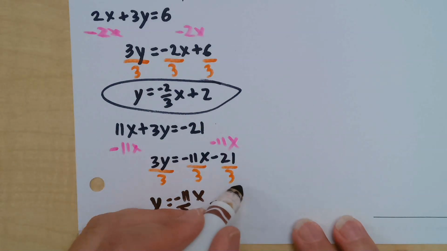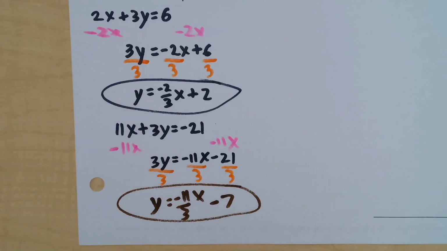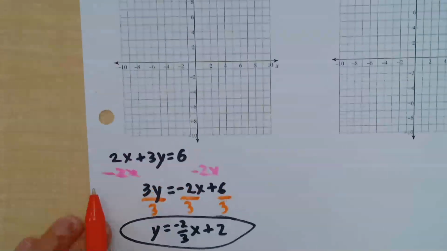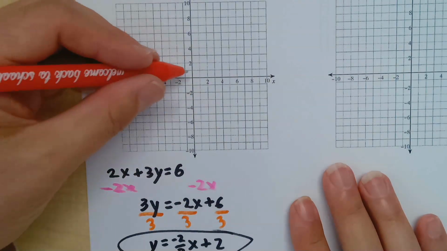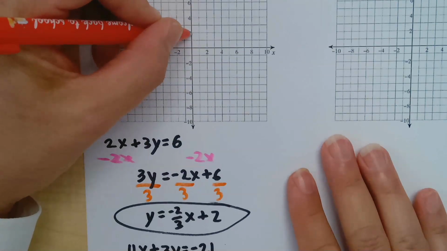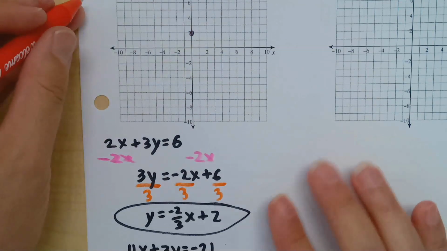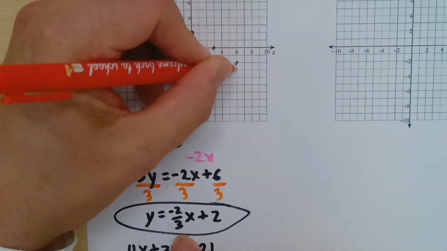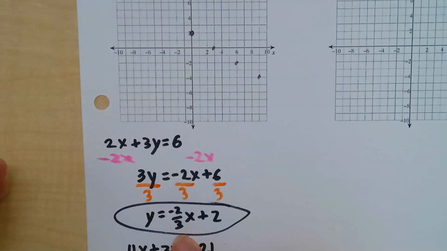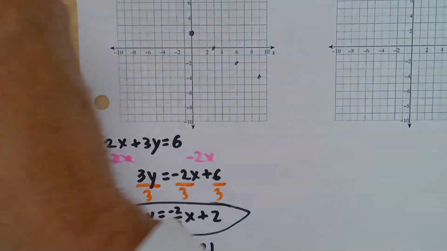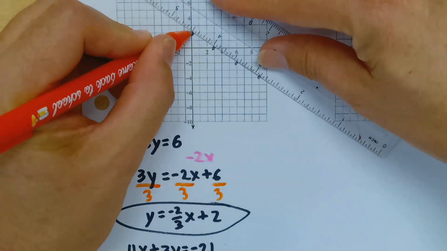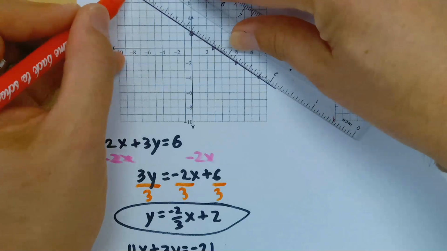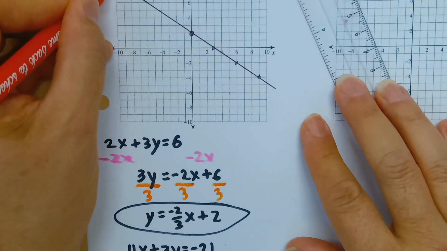Okay, so we'll graph the top equation first. So negative 2/3 x plus 2. So my y-intercept here is at 2. Okay, and my slope is negative 2/3. So I go down 2 over 3, down 2 over 3, down 2 over 3. And now I can draw my line.